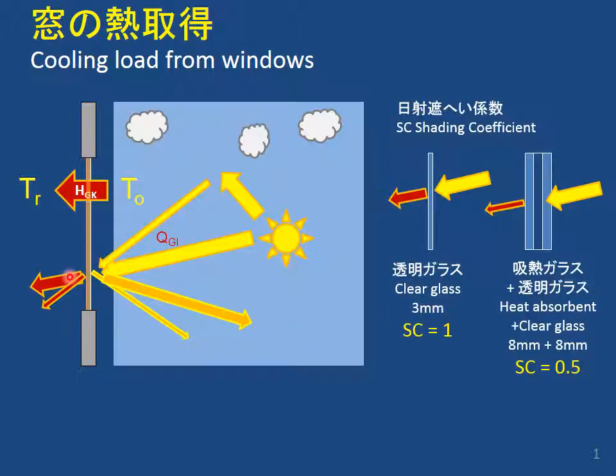Now, how much goes through depends on the shading coefficient. For a standard 3 millimeter thick clear glass, we say this is the standard with shading coefficient of 1. This much heat goes through. Now, for example, 2-pane double glazed glass with one heat absorbent or reflecting, both 8 millimeters, has a shading coefficient of half, 0.5.